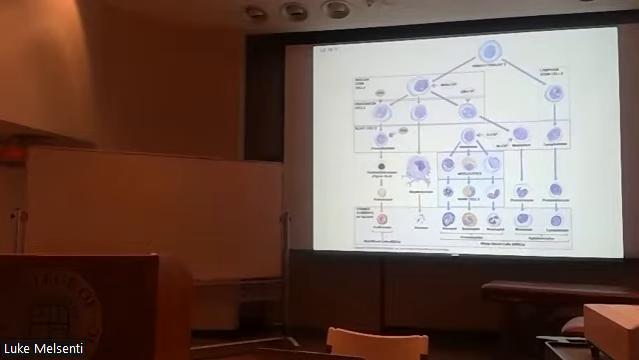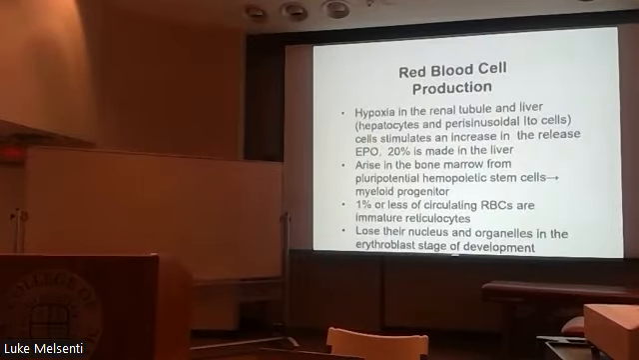And then this is very complicated. Basically, you have what are called colony stimulating factors, and that's going to guide whether you're going to get an eosinophil, a basophil, a neutrophil, or a monocyte. Okay? Any questions on this? All right, red cell production.